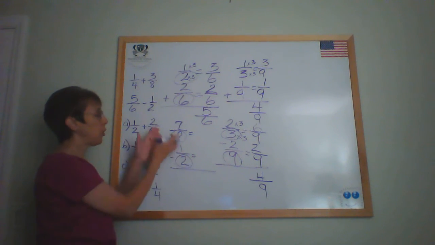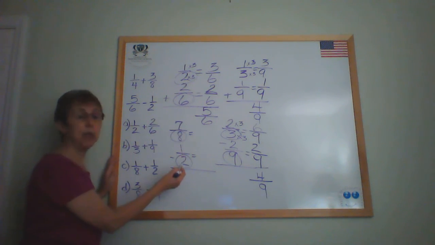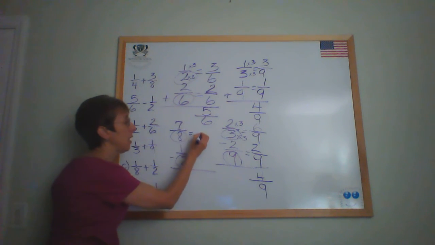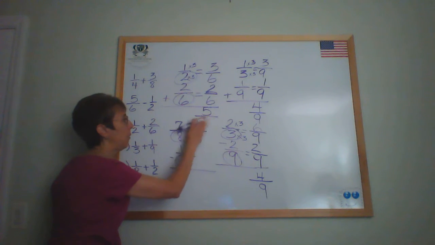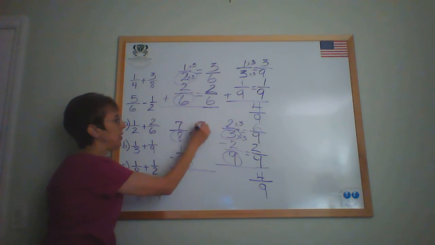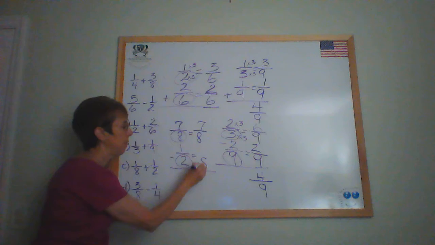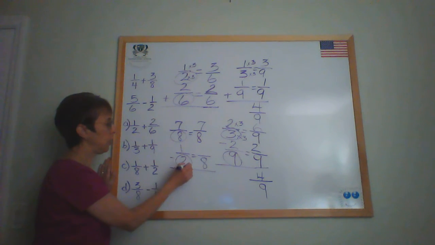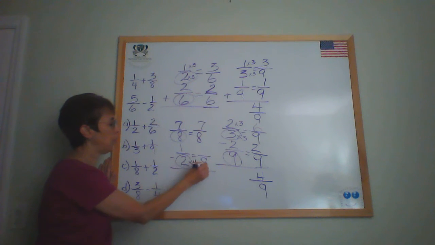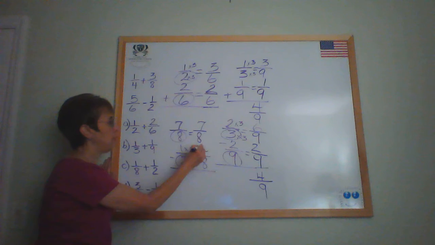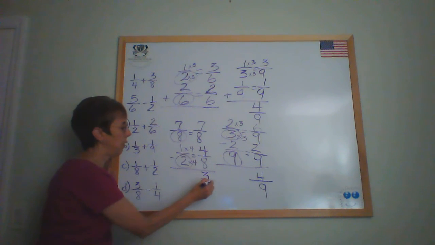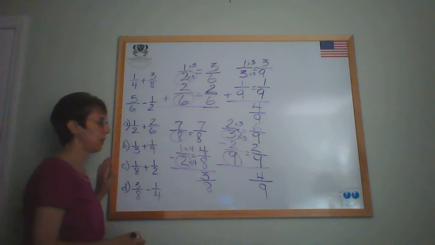So we have 2 and 8, and we know that we can say 2 times 4 equals 8, so we can make eighths. So we're going to keep the eighth that we have. 7/8 stays 7/8. And now we're going to change the half into eighths. 2 times 4 equals 8, and 1 times 4 equals 4. Now we can subtract 7/8 minus 4/8 equals 3/8.